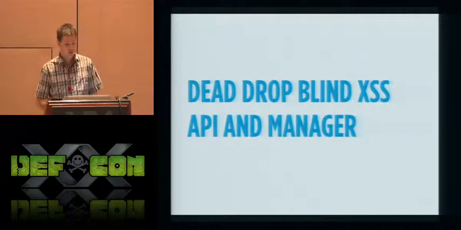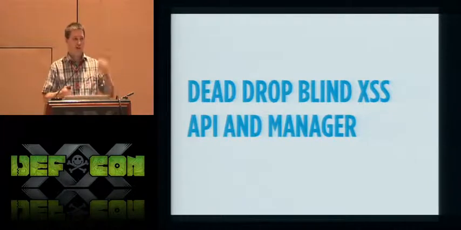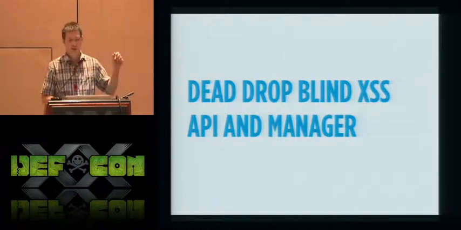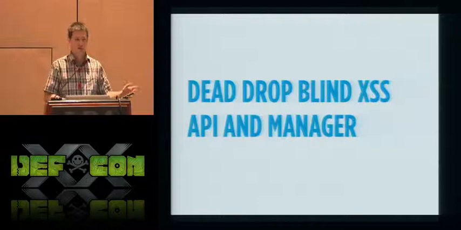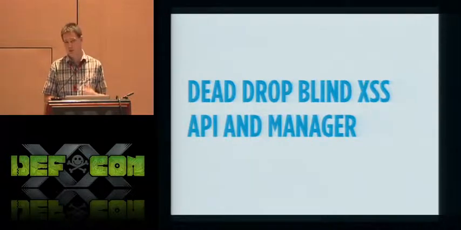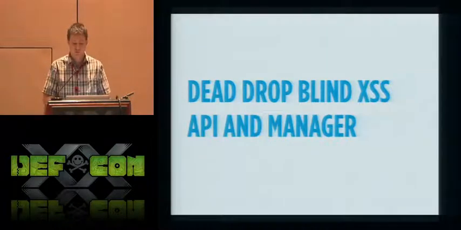And we've got the dead drop, or blind XSS manager. It's a simple API. You say, I'm dropping this type of payload at this location, and it gives you an ID back, and that's all you need. It's a quick, super fast API, built on top of Node and Redis. We can talk about architecture after the talk if you're interested.